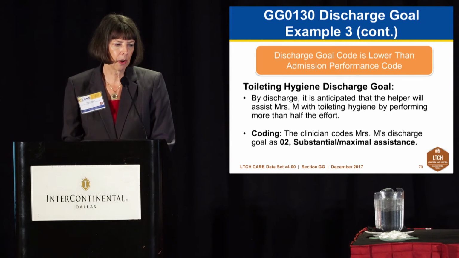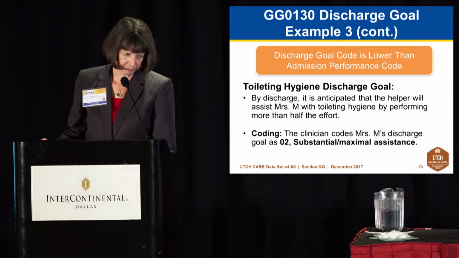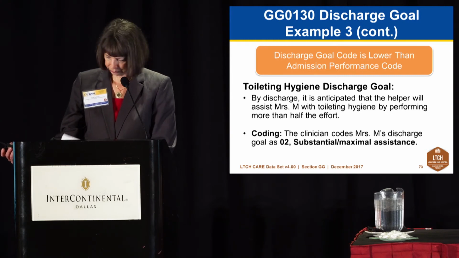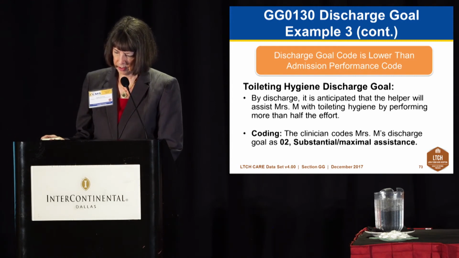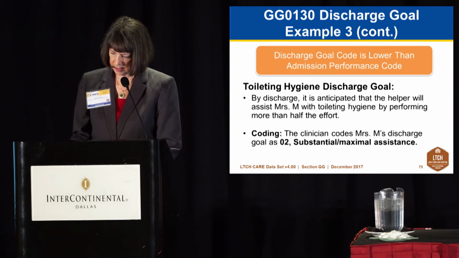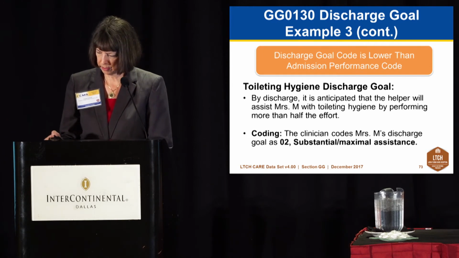However, for the discharge goal, by discharge it's anticipated that the helper will assist Mrs. M with toileting hygiene by performing more than half the effort. So in coding this item, the clinician codes Mrs. M's discharge goal as 02, substantial/maximal assistance. The clinician determined that the patient with this progressive neurological condition is expected to decline, and in this scenario, the discharge goal is lower than her admission performance code.